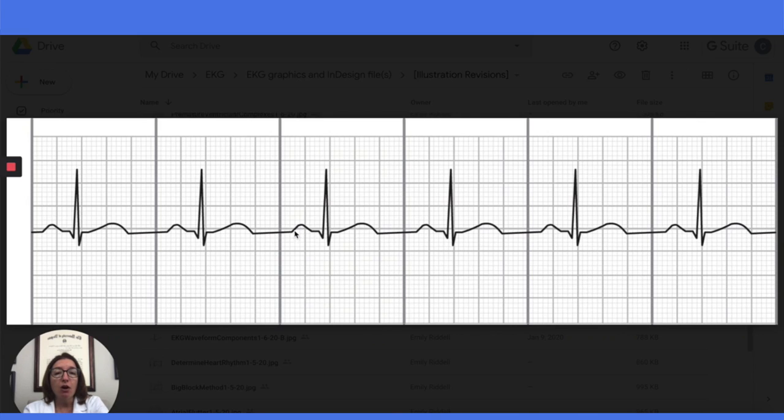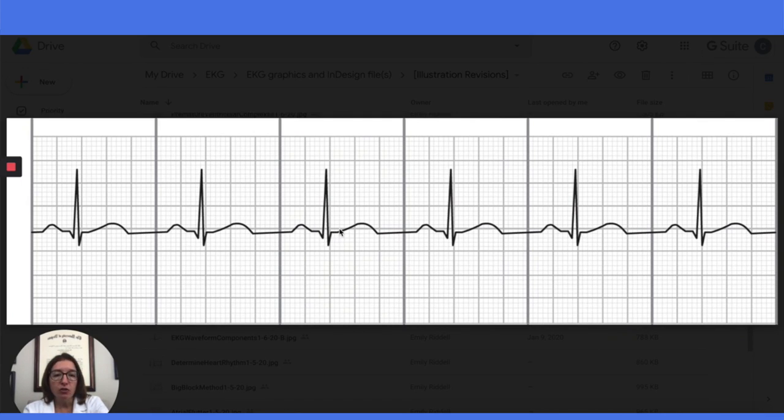So it looks like our P wave is approximately 3 small boxes wide, which means it's 0.12 seconds in duration. And then when we're looking at the PR interval, which includes the P wave as well as that PR segment right after the P wave, that PR interval should be between 0.12 and 0.2 seconds in duration, which translates to 3 to 5 small boxes wide. So it looks like our PR interval is exactly 5 small boxes wide, which means it's 0.2 seconds in duration.